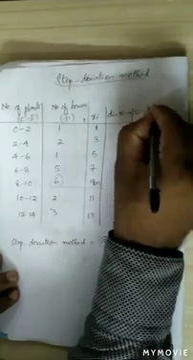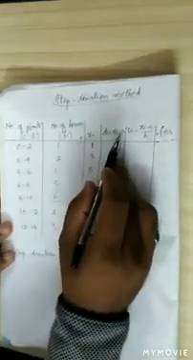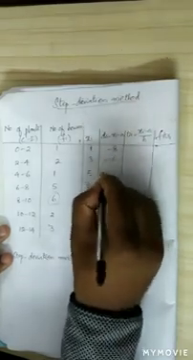ui is going to be (Xi minus A) by h. And the last column will be fi ui for us. This is a very important column for us. Just now we solved the di value, that is Xi minus A. What is A? 9. What is Xi? 1, 3, 5. So 1 minus 9 is going to be minus 8, then minus 6, minus 4, minus 2, 0, 2 and 4. Very simple. Clear?